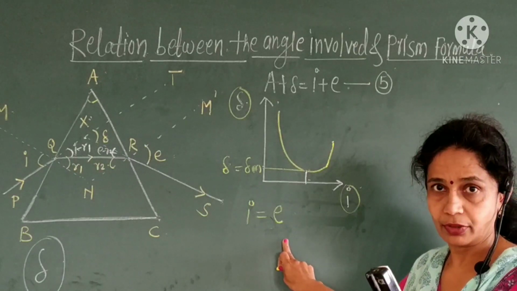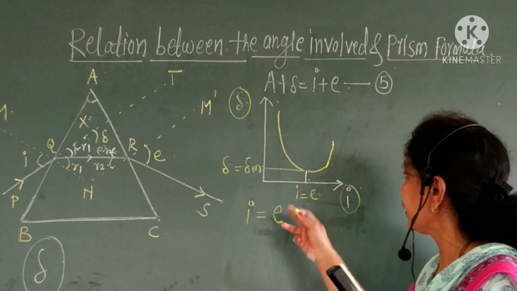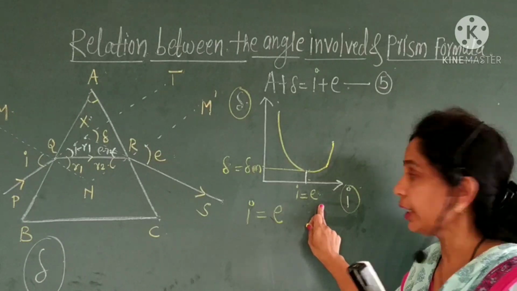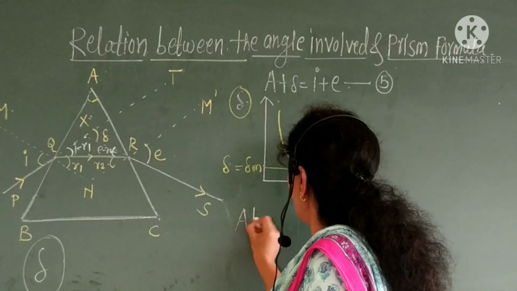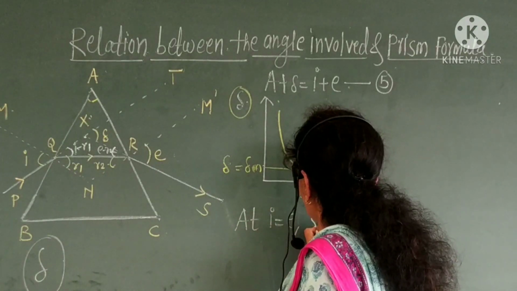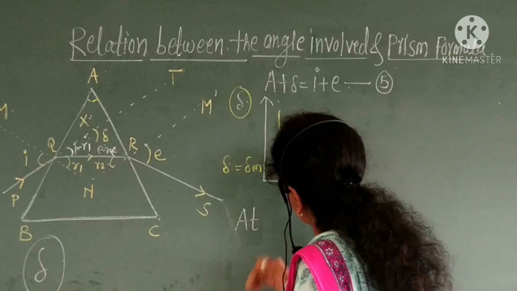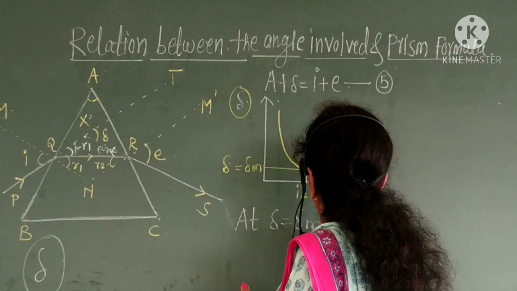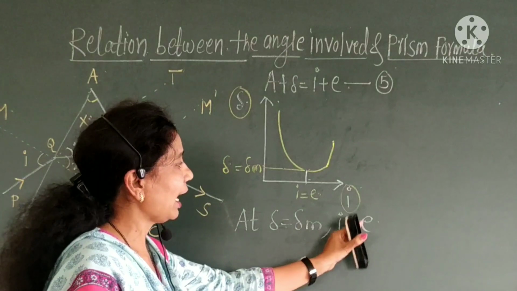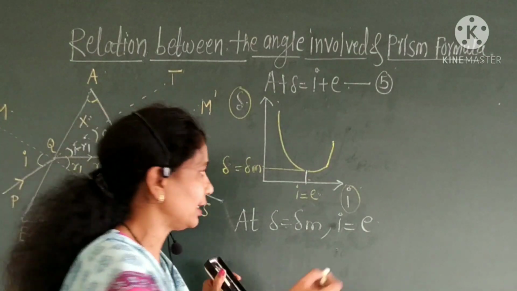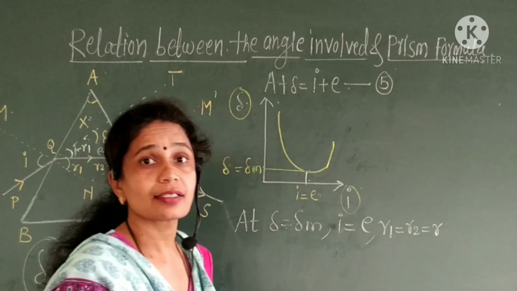and vice versa also. Okay, therefore here we get when I is equal to E or when delta is equal to delta M, I is equal to E. Okay, therefore we can say that at delta is equal to delta M, I is equal to E. And if I is equal to E असेल, then we can say that all these angles R1 is equal to R2 is equal to R.